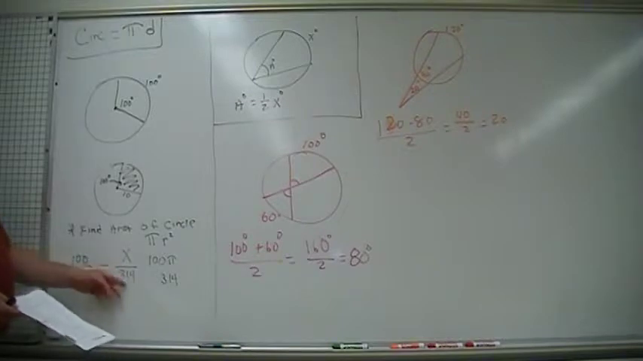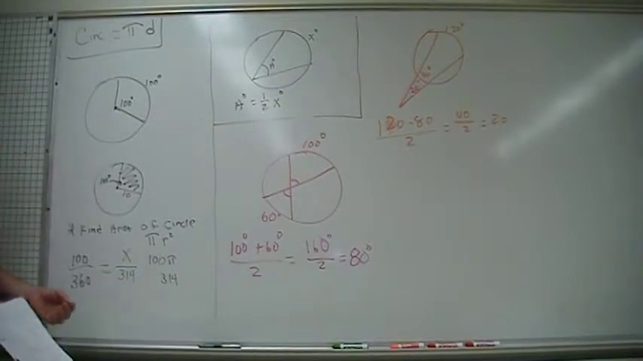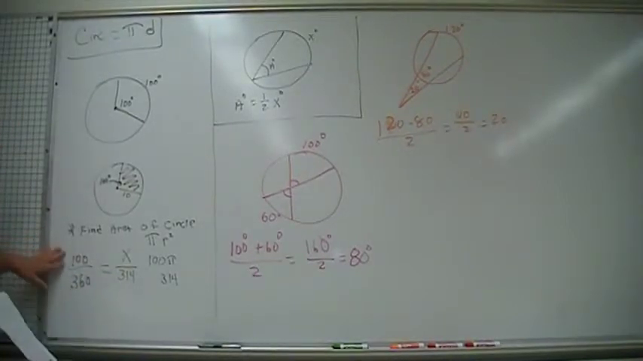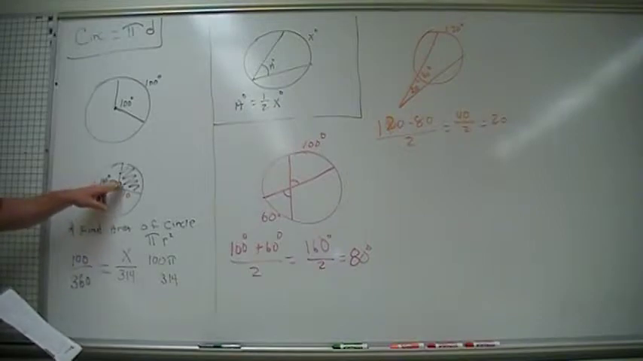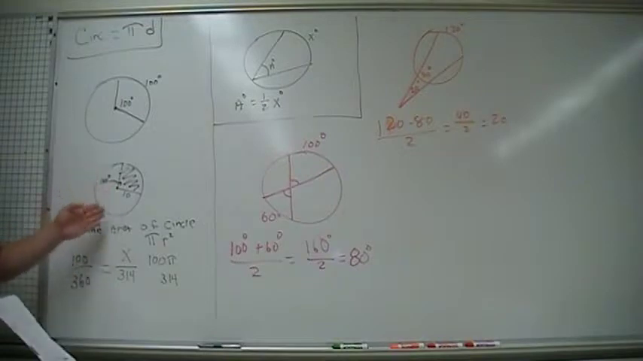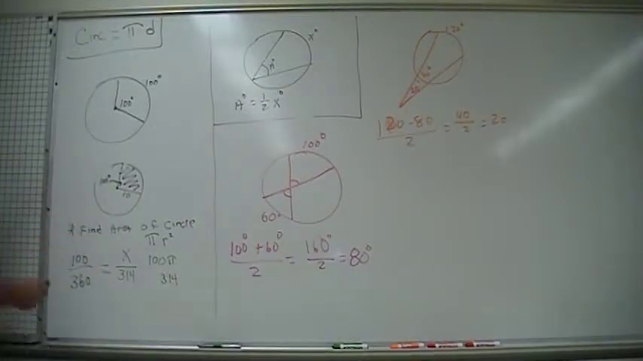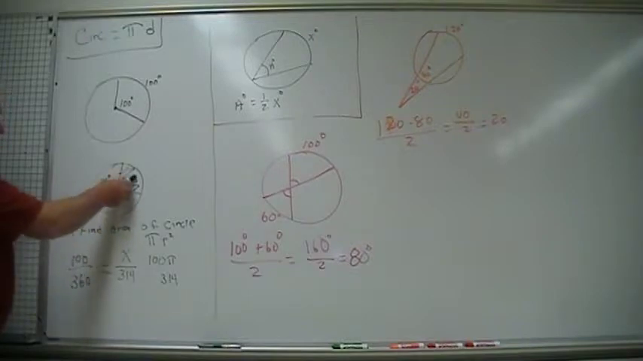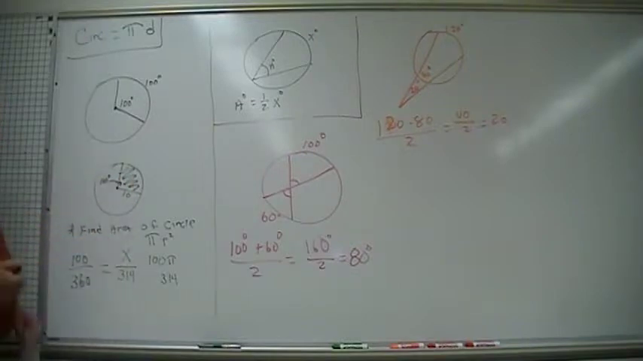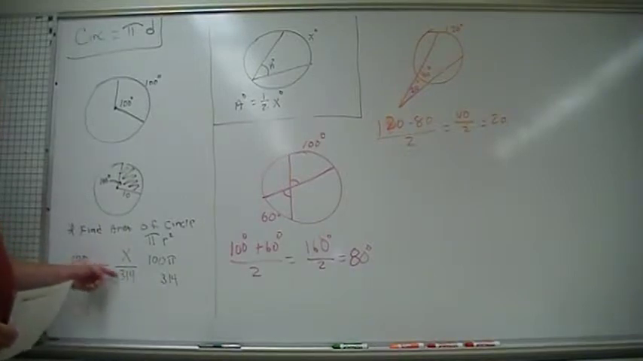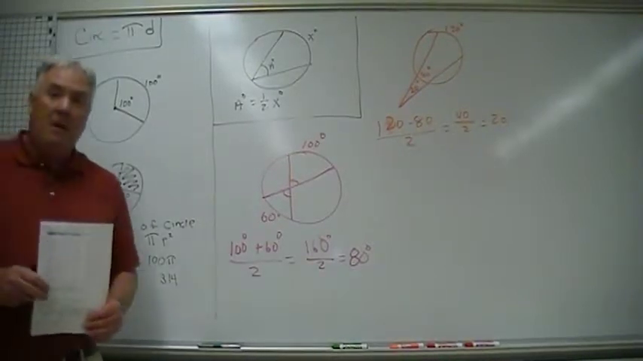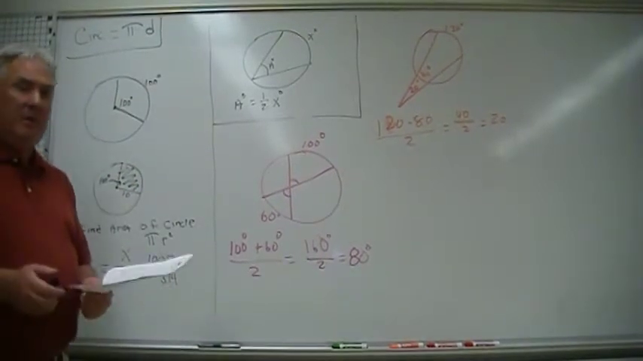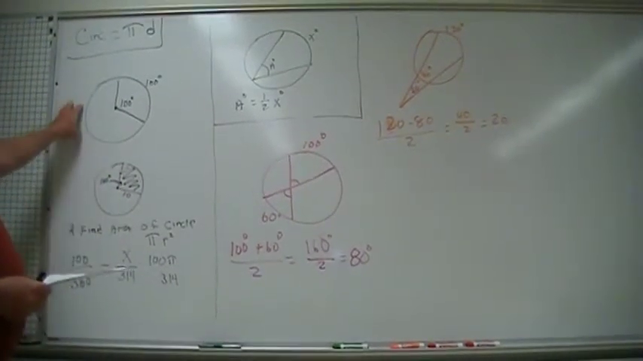So what part of that circle is 314? We made a proportion, if you remember, in that section. So 100, which is the degree measurement of this sector, out of 360. So 100 out of 360 is equal to whatever the area is out of 314. And you'll cross multiply: this times this divided by that. Okay, and that's how we do those. So you'll see one like this tomorrow. You'll see one like this.